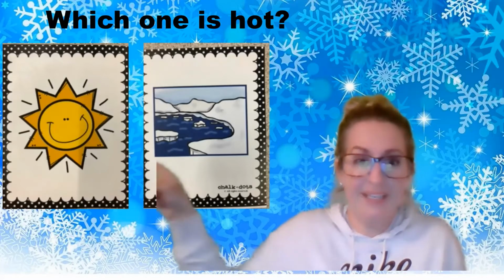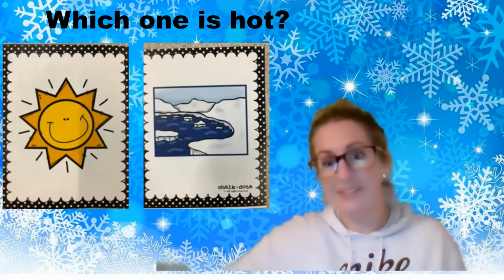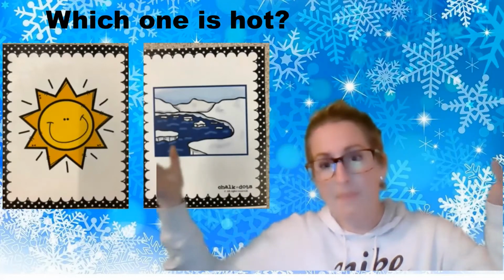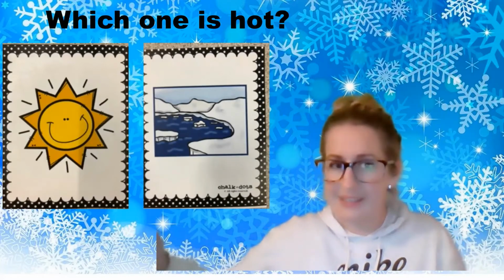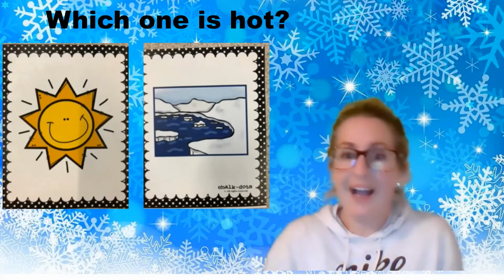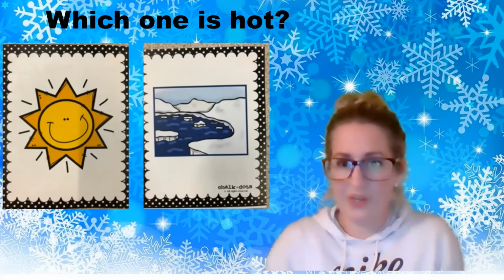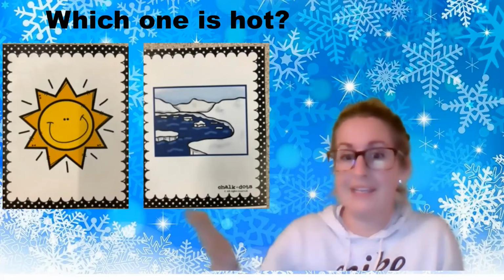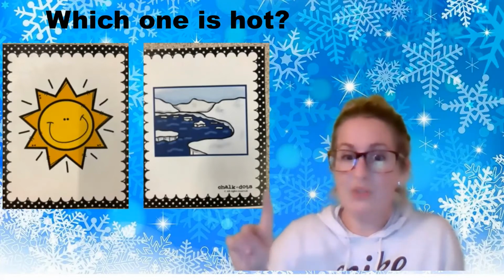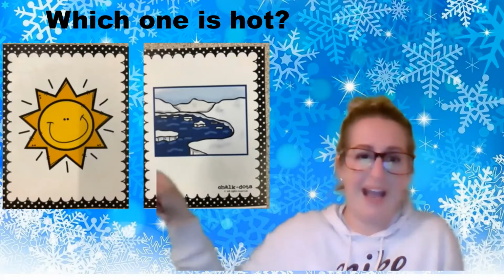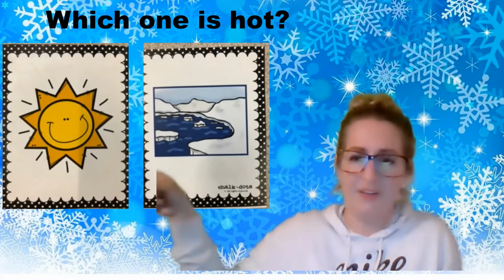You're right, the sun is hot. Remember when the sun comes out, it melts snow and ice. So the sun is hot and the sun comes out a lot during the summer. And during the summer, it is hot. So I want you to get your pointer finger out and point to that hot, hot sun over there.